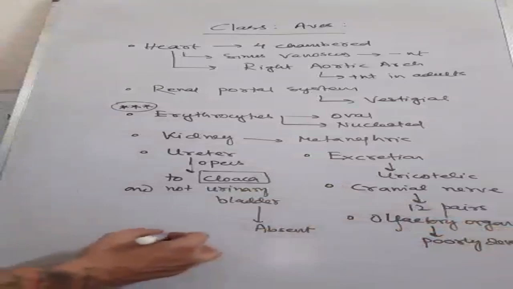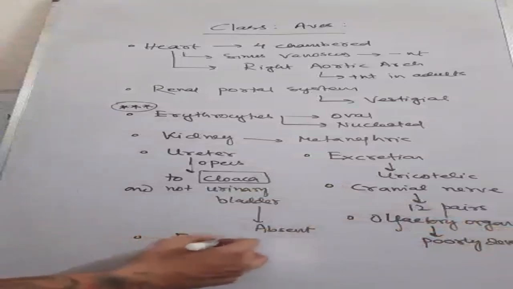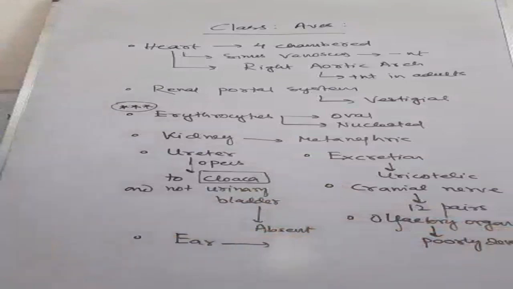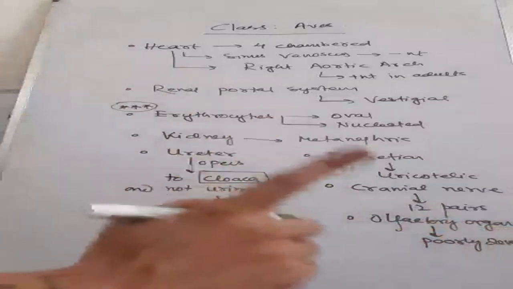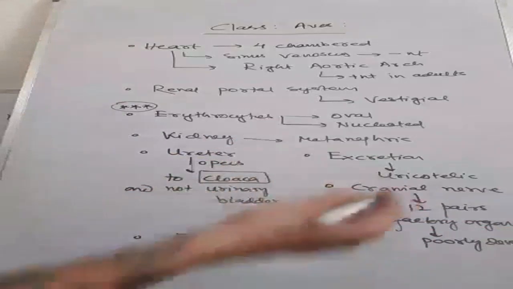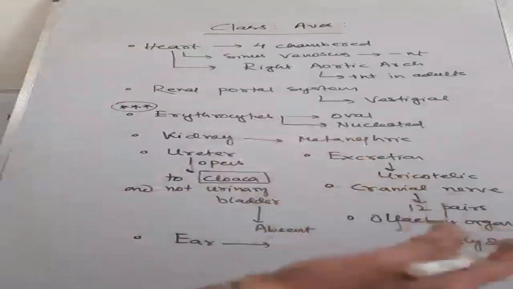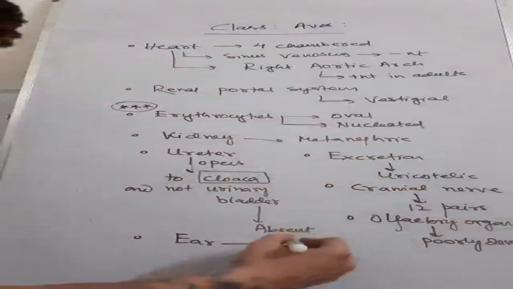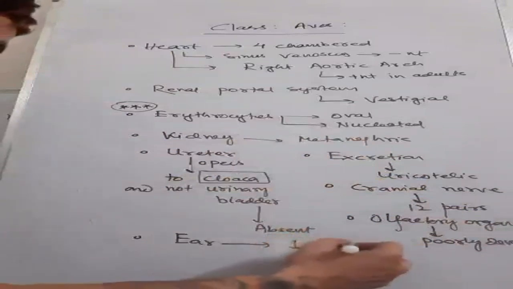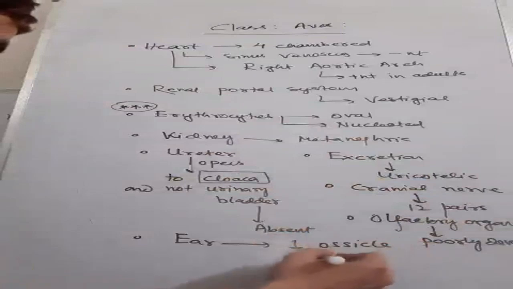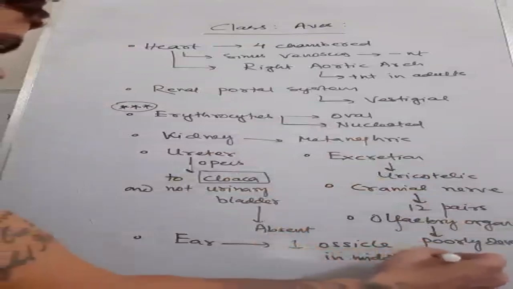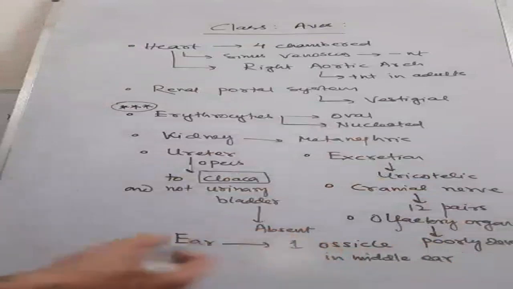Ears. Normally in the middle ear of us, there are 3 ossicles. But in birds, the middle ear has only 1 ossicle, only 1 bone. In us, there are 3 bones, malleus, incus and stapes, but in case of aves, the ear has only 1 ossicle in the middle ear. That is about the ear.